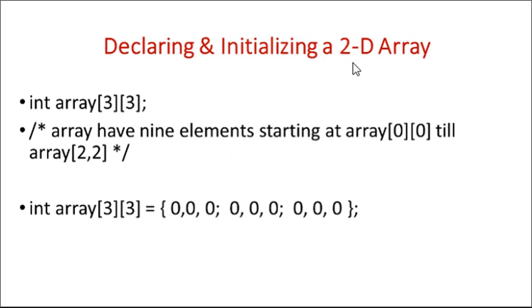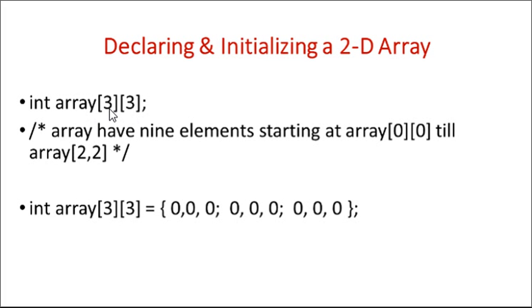Next we will see how to declare and initialize a two-dimensional array. This is how the declaration is done. To declare it, we need to use two pairs of brackets, starting and closing, and they must be square brackets. Then the data type says which kind of element you want to store in the array. The first 3 means 3 rows, and the second 3 indicates 3 columns. So this is how we prepare a 3 by 3 matrix.